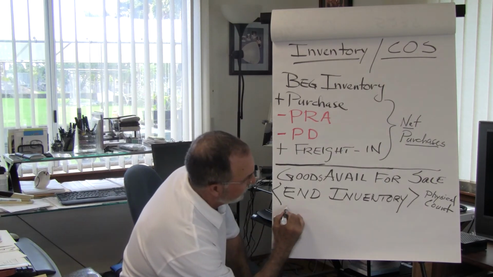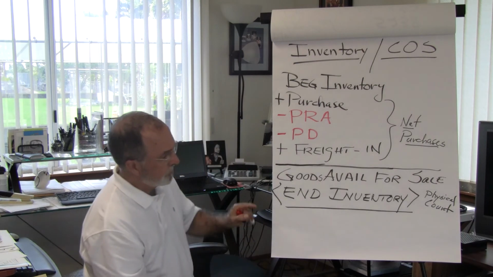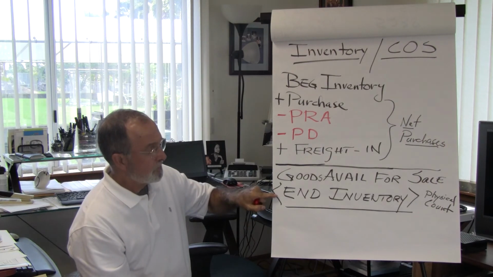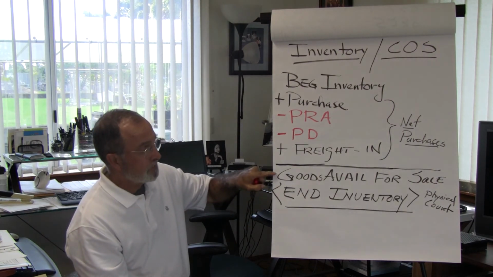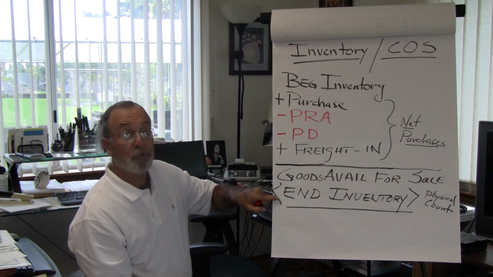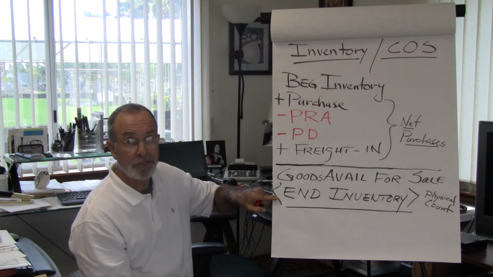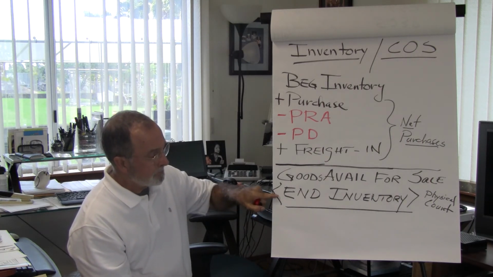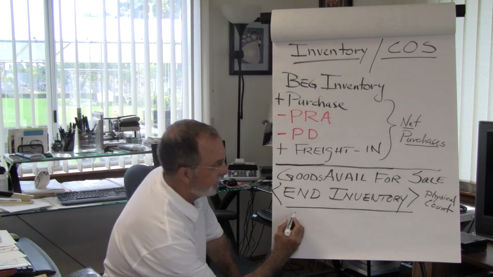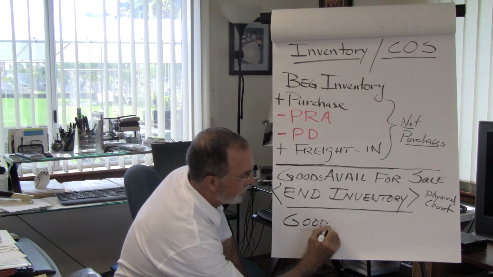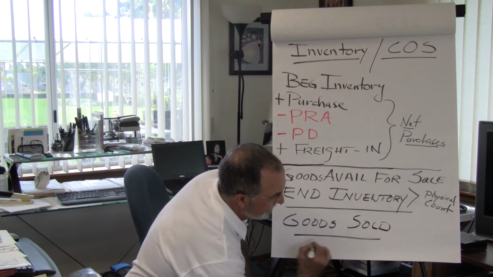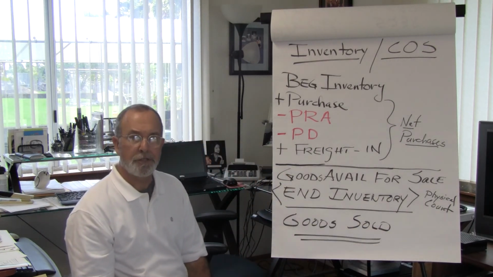But anyway, if we were to get our physical inventory at the end of the year and calculate the dollar amount of our ending inventory, this amount would represent all of the goods that were available for sale that we did not sell during the year. And so if we subtracted this number from the one above it, then what we would end up with is the total cost of goods that we did sell during the year.